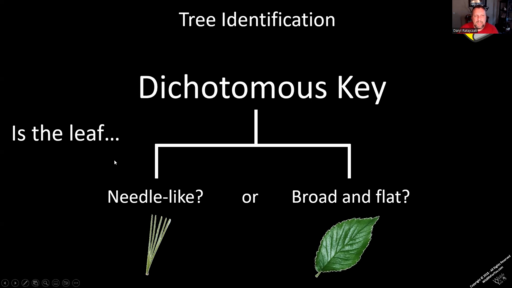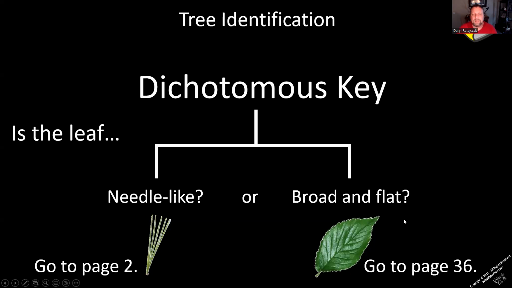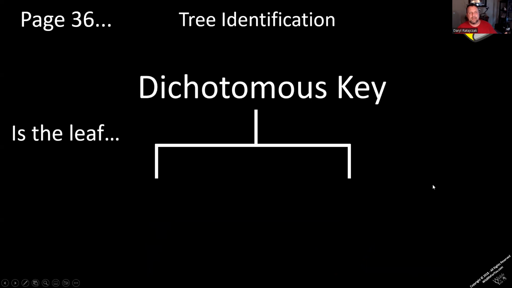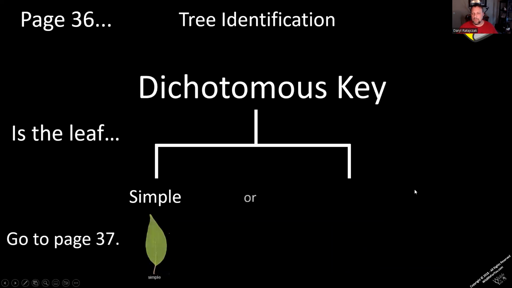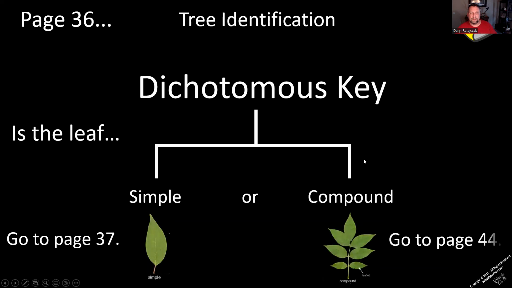And so if you choose the leaf you're looking at, if it looks like a needle, it will tell you to go to page 2. If it looks like this broad flat leaf, it will tell you to go to a different page, possibly page 36. Then when you turn to page 36, say you had a flat leaf, it's going to say, okay, is the leaf that you're looking at simple or is it compound?